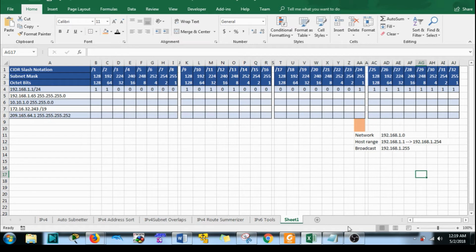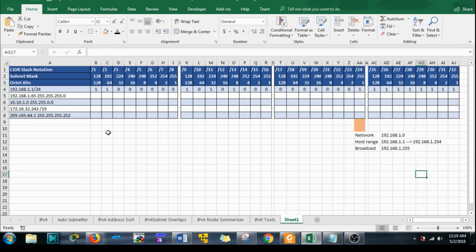So that's your very first subnetted IP address. And we can see by this representation here, it's 192.168.1.1. That 1 is the very first IP address in that range. Okay, let's do another one.